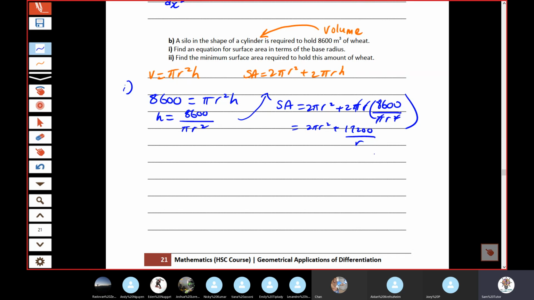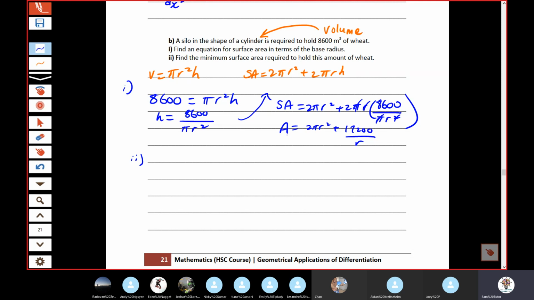Find the minimum surface area required to hold this amount of weight. Again, it tells you we want the minimum surface area, so we don't want to waste too much metal making this cylinder. We want to minimize our usage. So, don't you already have an equation? Let's just make it into A. It makes it a lot better when it's area now instead of SA.